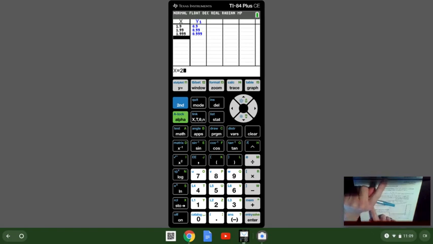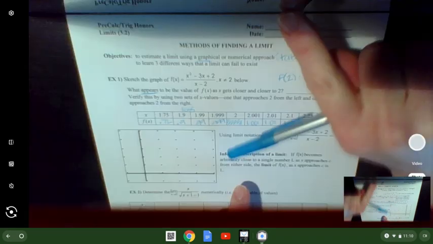I'm actually going to start at the end with the 2.25. And we get 1.25. And down to 2.1 is 1.1. 2.01 is 1.01. And 2.001 is 1.001. Okay, and I'm going to switch back so you can see my notes right here. So I filled in based on what we got in our calculator.